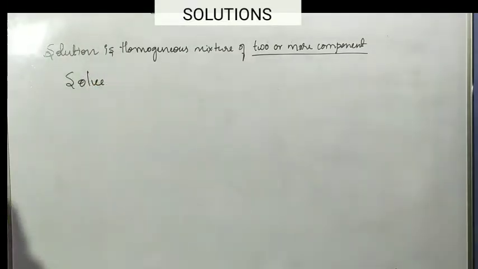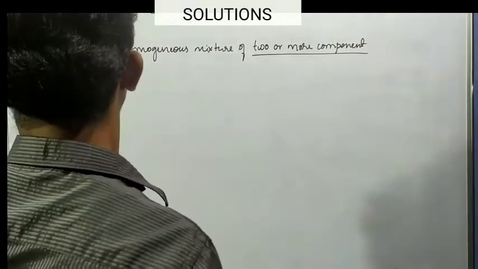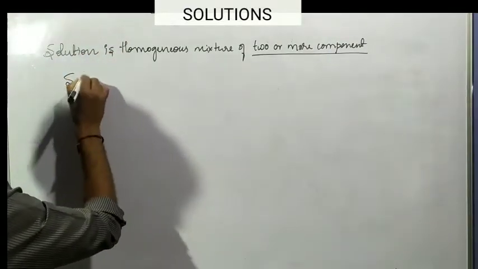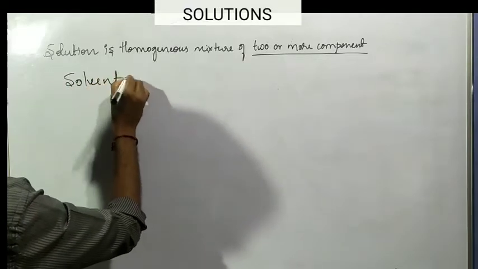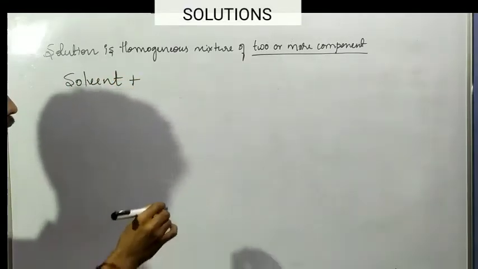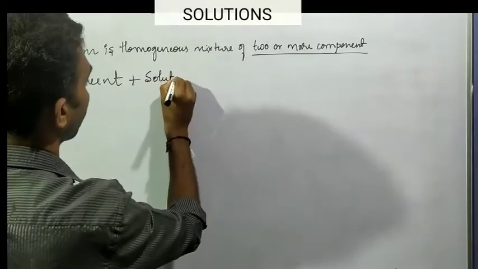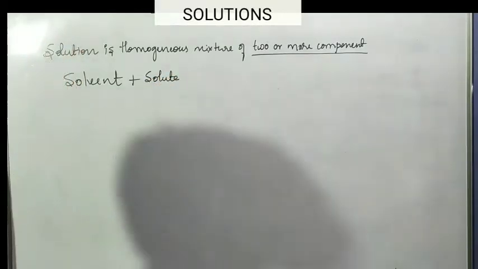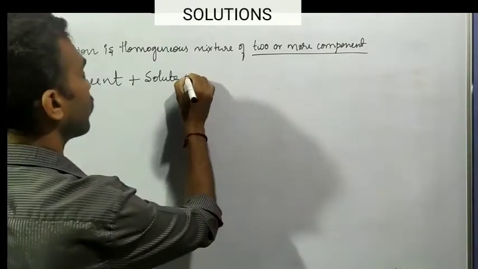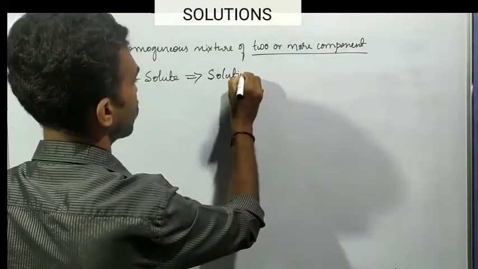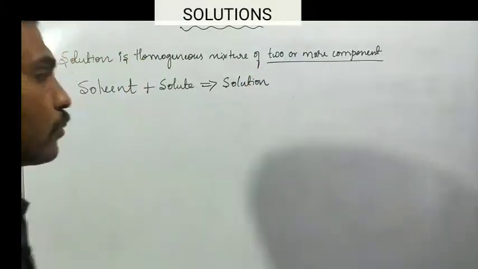So when you add solvent, it is a mixture of what? When you add solvent and then solute, the combination of solvent and solute forms what? A solution. So we will move on to an example.